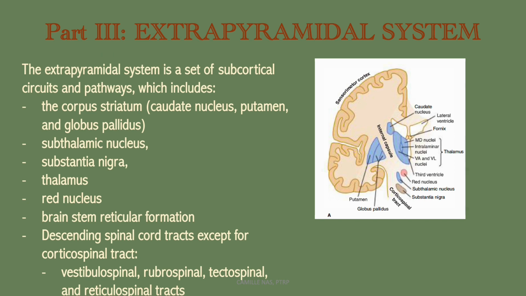So now these are the parts, no, that consist your extrapyramidal system. So these are your striatum, your subthalamic nucleus, your substantia nigra, your thalamus. So kanina yan yung kasama sa pathway natin sa basal ganglia. So included din sila with the extrapyramidal system. But now we have your red nucleus, your brainstem reticular formation, your descending spinal cord tracts, except for the corticospinal tract, and which are your vestibulospinal, rubrospinal, tectospinal, and reticulospinal tract.